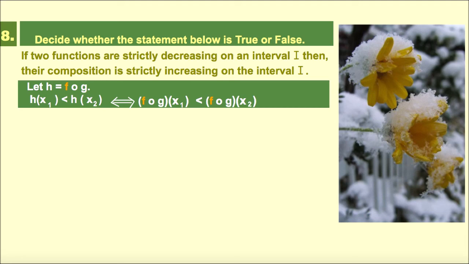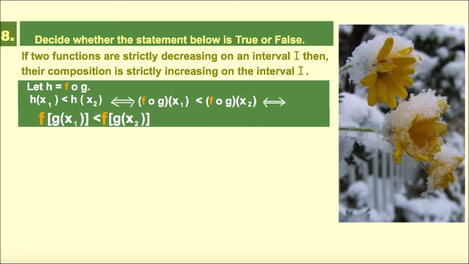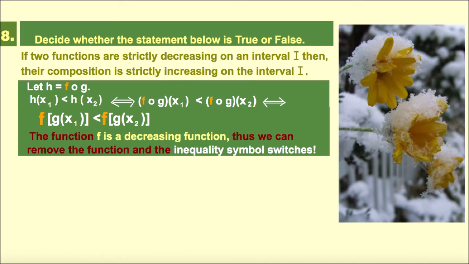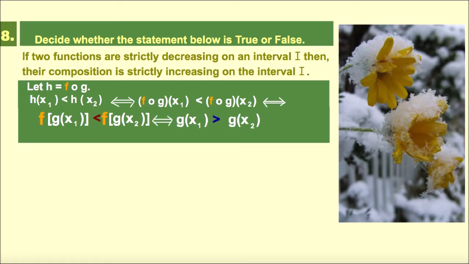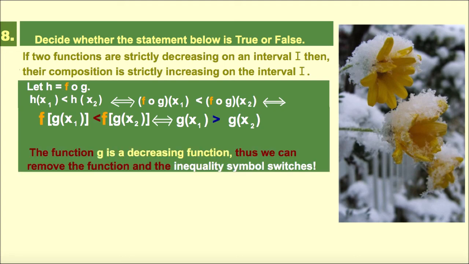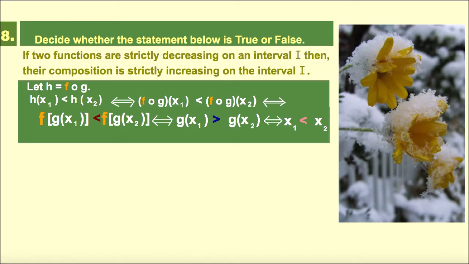h of x1 less than h of x2 is equivalent to f composed with g of x1 less than f composed with g of x2, which is equivalent to f of g of x1 less than f of g of x2. The function f is a decreasing function, thus we can remove the function and the inequality symbol switches. Equivalent to g of x1 greater than g of x2. The function g is a decreasing function, thus we can do the same thing, remove the function and the inequality symbol will switch. Equivalent to x1 less than x2.